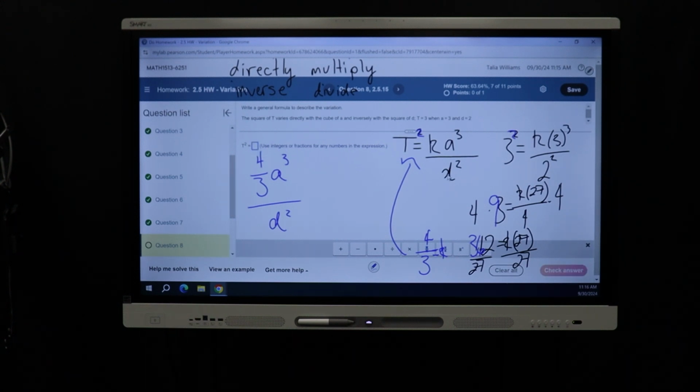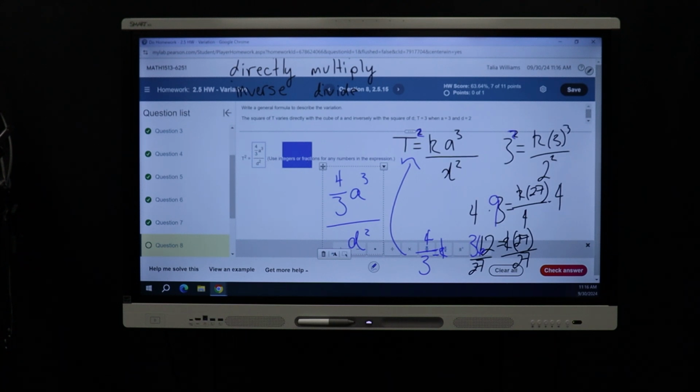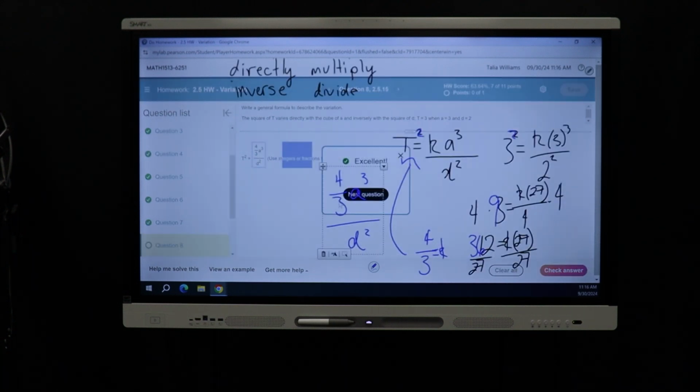Oh, I need to get another fraction bar. So fraction, then 4/3 A raised to the 3rd power over D raised to the 2nd power. Put a tick in there. Check.